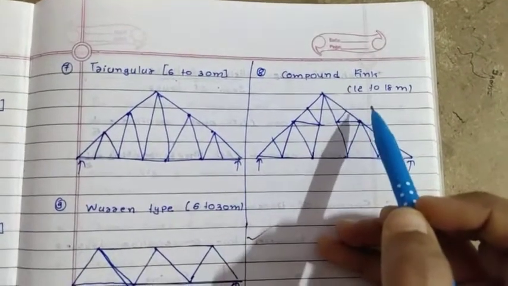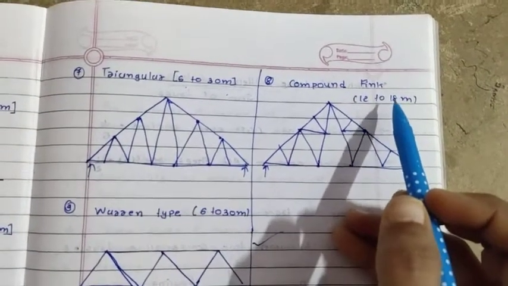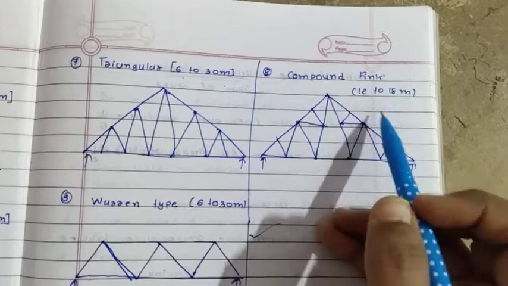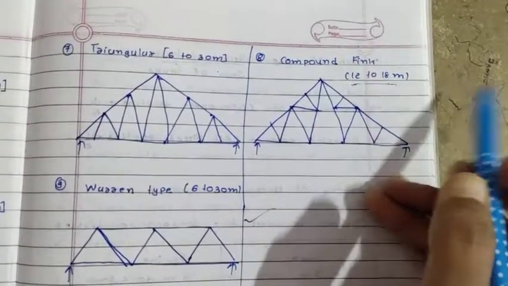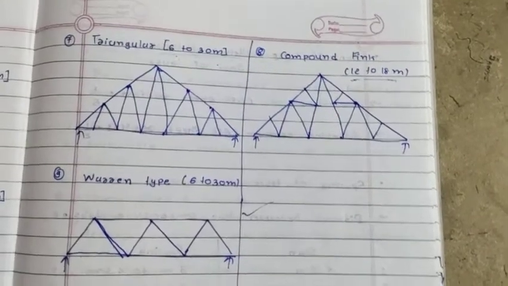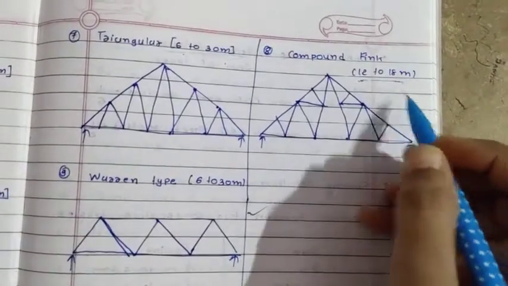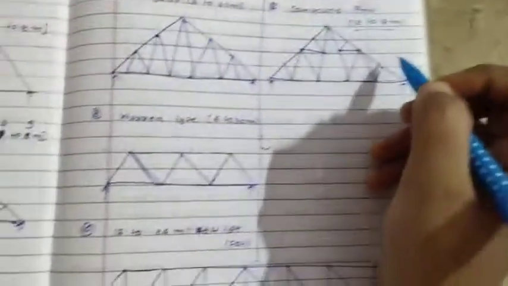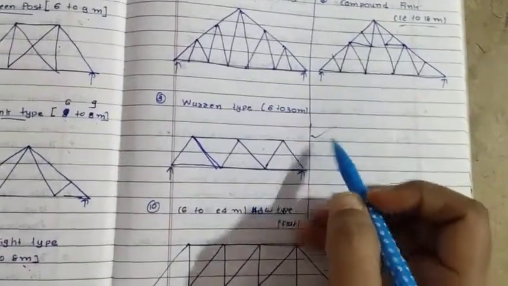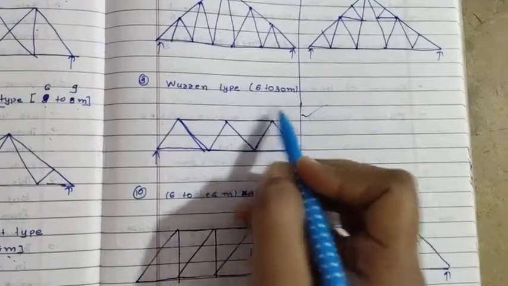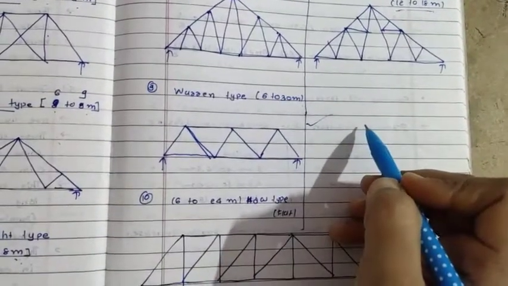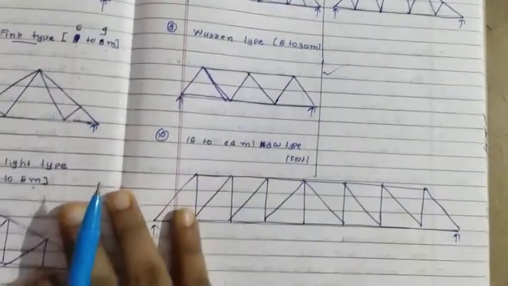The eighth one is a compound fink. If our span is between 12 to 18 meters, then compound fink is generally considered. Next is a warren type. If our span is between 6 to 30 meters, then this type of roof truss is also used.